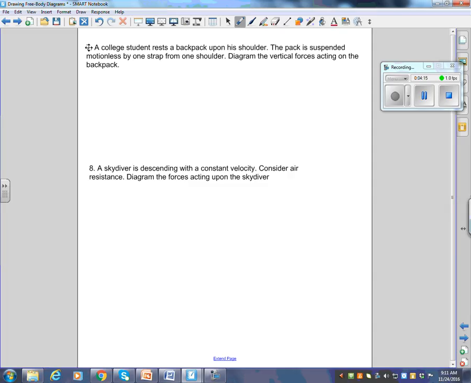College student rests a backpack on his shoulder. The pack is suspended motionless by 1 strap. Vertical forces. Yeah, FW down and the single FT up, and it's not going up or down, right?